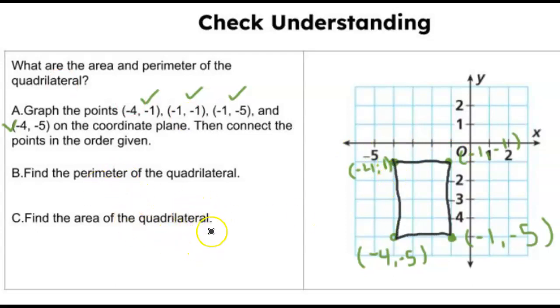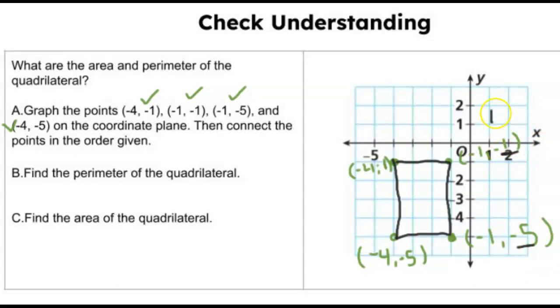We're going to find the perimeter. Remember, we're not counting, we're actually solving it. So we need to find the distance from here to here and here to here. First, I'm going to do this one. Both of these are -1s, so I'm going to look at the second number. I have a -1 and a -5.